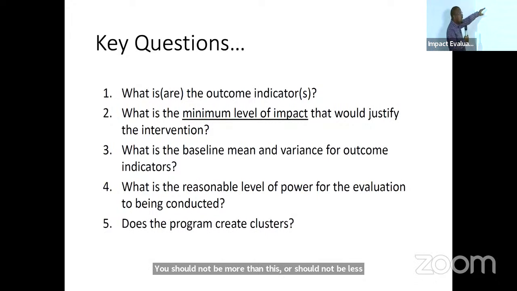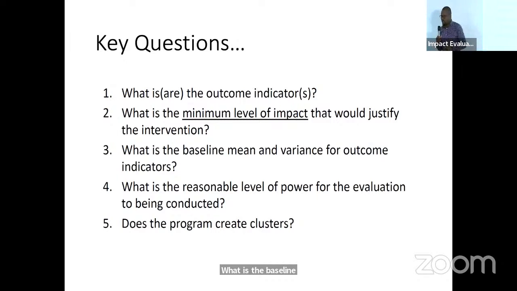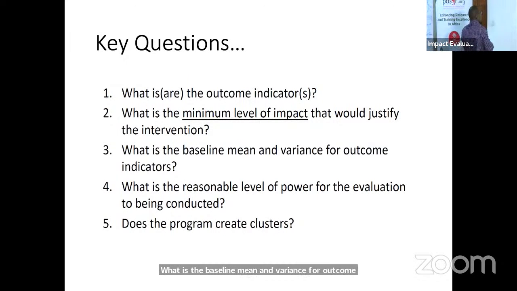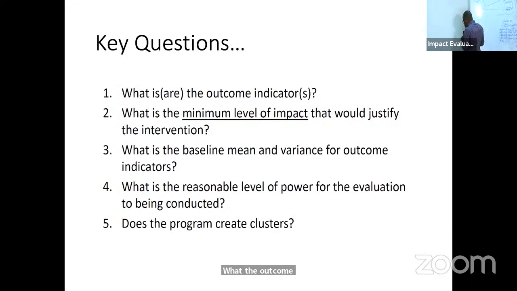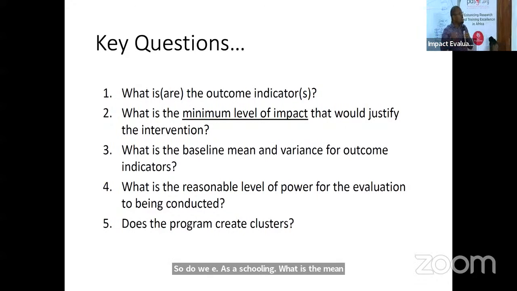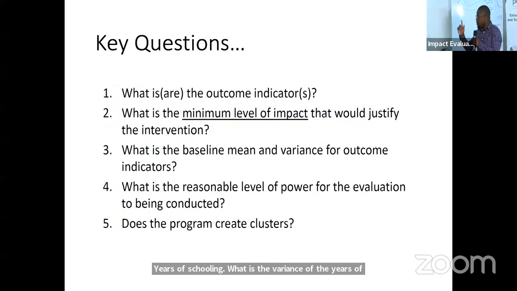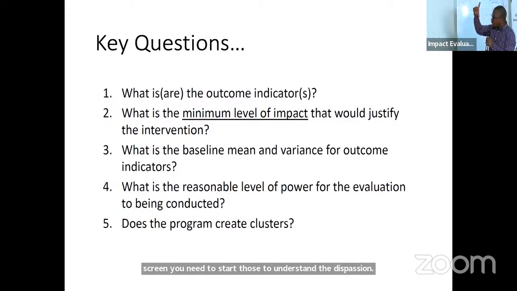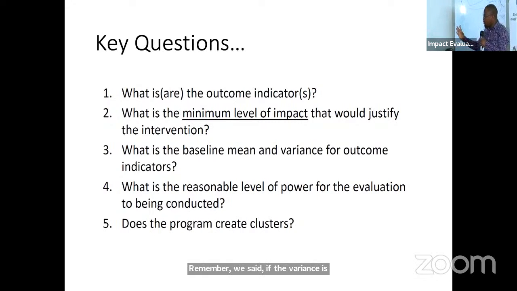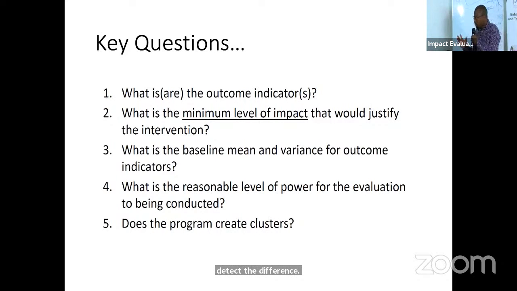What is the baseline mean and variance for outcome variables? What outcome indicators? You say outcome indicators, preschooling, health indicators, right? Years of schooling. What is the mean years of schooling? What is the variance of the years of schooling? You need to study those to understand the dispersion. Remember we said, if the variance is big, perhaps you don't need a big sample, right? If the variance is very small, that means you can't detect the difference. You need to start thinking of a large sample. Are we together?